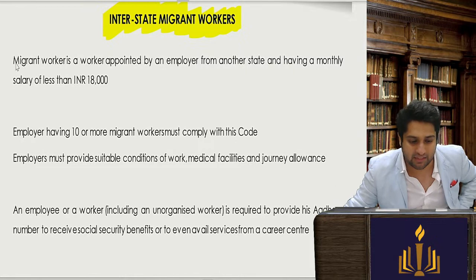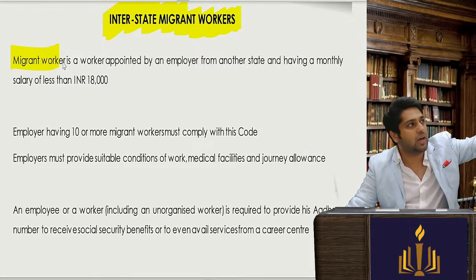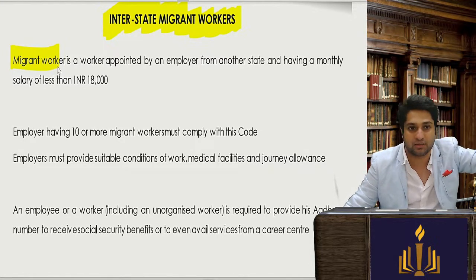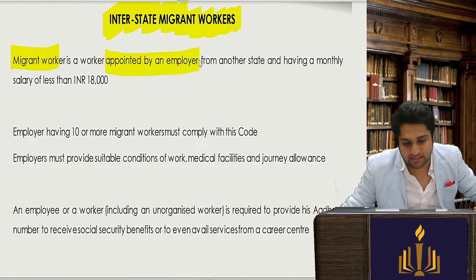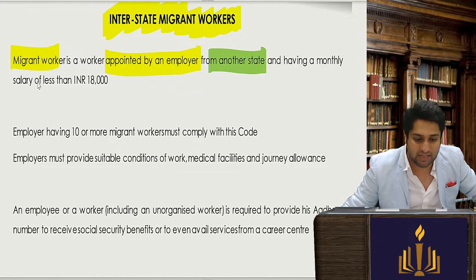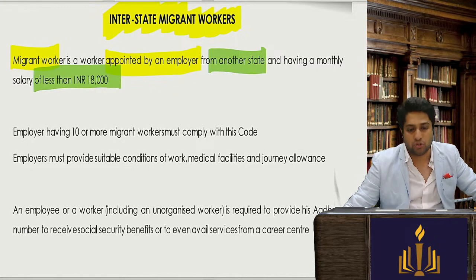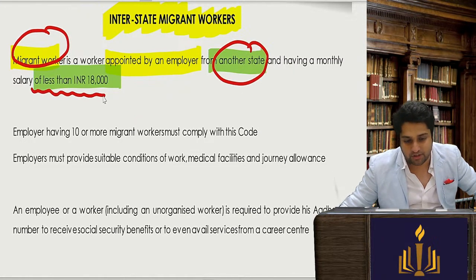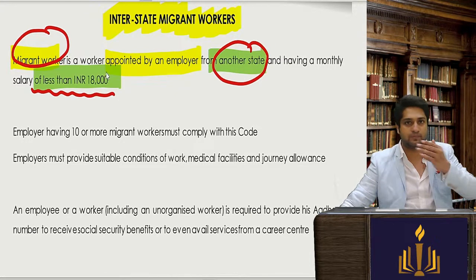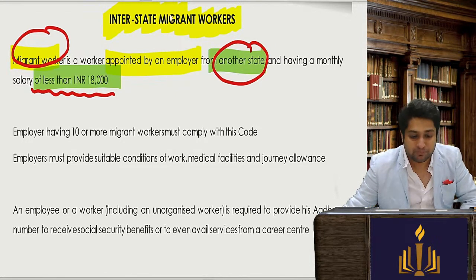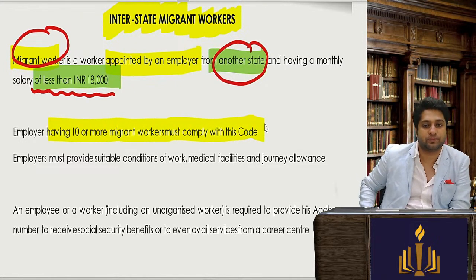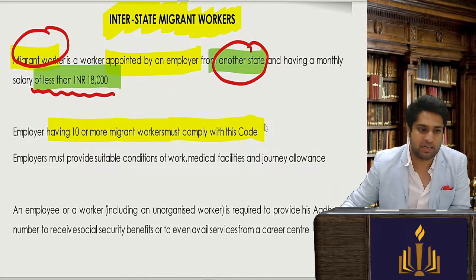So now they said that migrant workers are workers who have migrated from one territory to another, on recommendation or through an agent appointed by the employer from another state, having a monthly salary of less than 18,000. So migrant workers are workers coming from another state and having a salary of less than 18,000 per month. If an employer has 10 or more migrant workers, he must comply with the code. So they will also have to give the benefits.